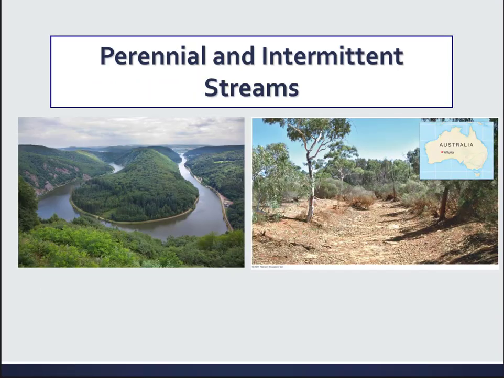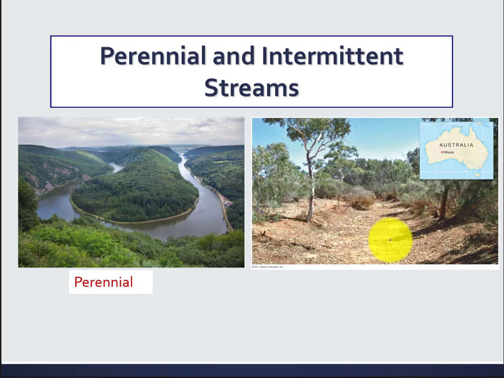Another term that I want you to understand is perennial and intermittent streams. A perennial stream is one that always flows. An intermittent stream is one that does not flow all the time. It usually flows part of the year or after a storm. In these pictures, which one do you think is the perennial stream? Yeah, the one on the left.